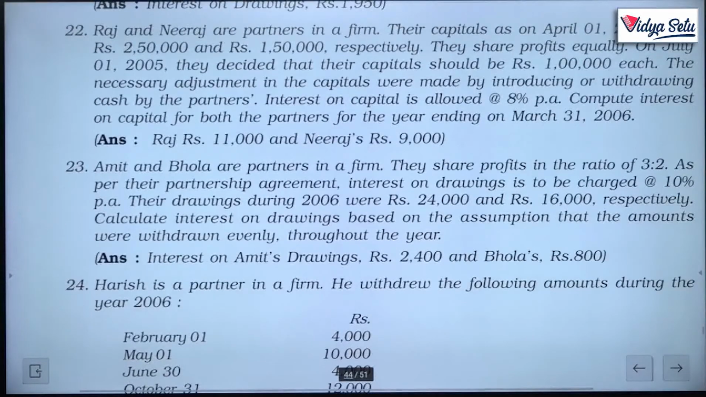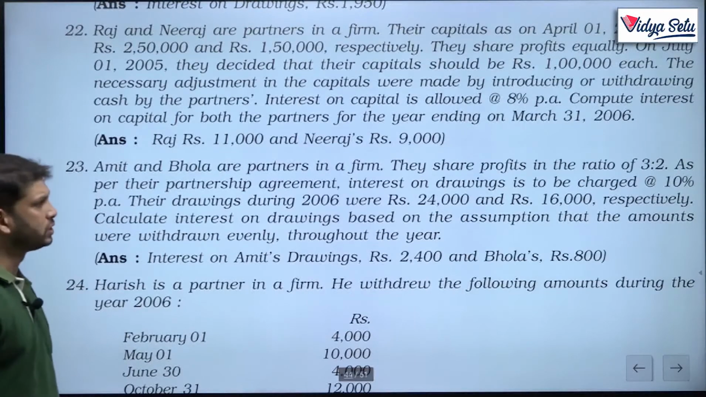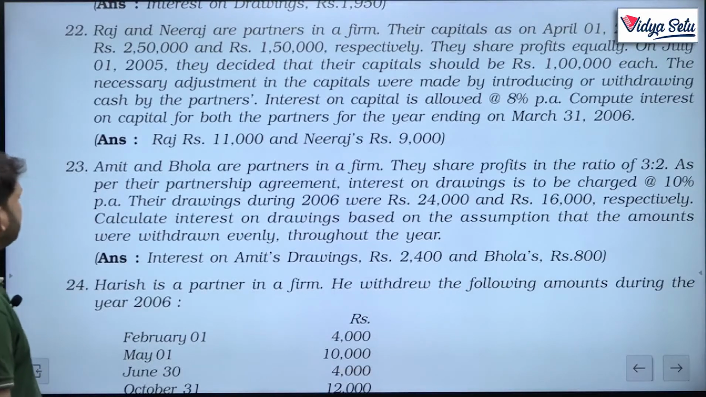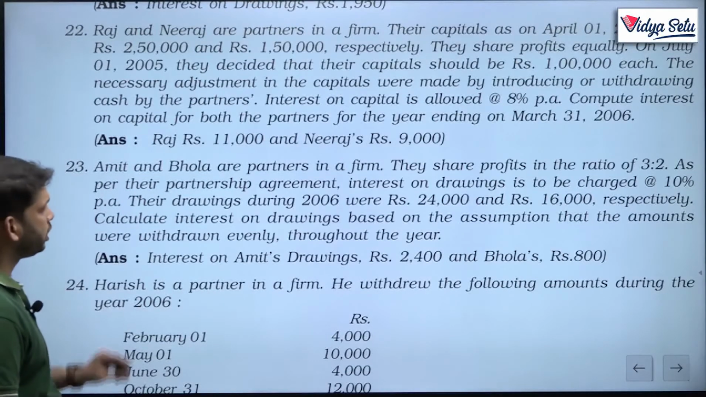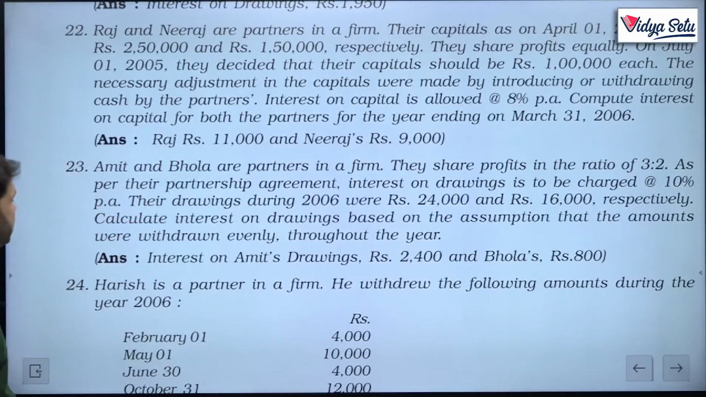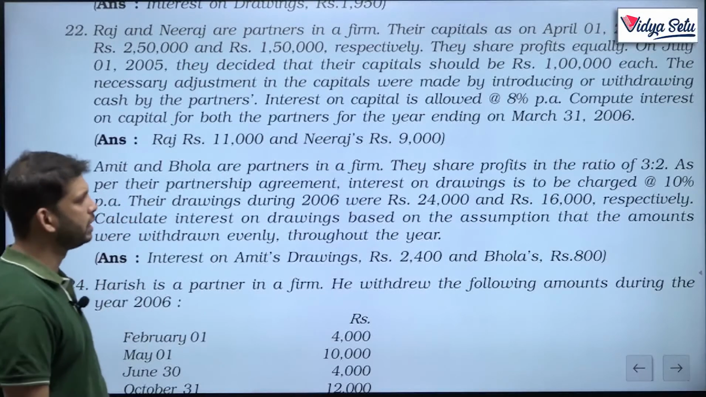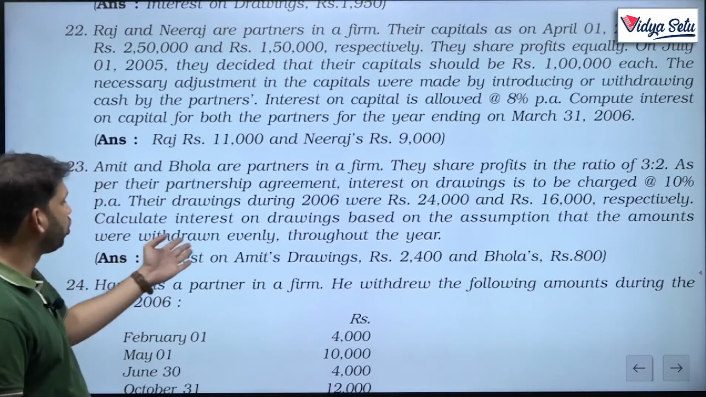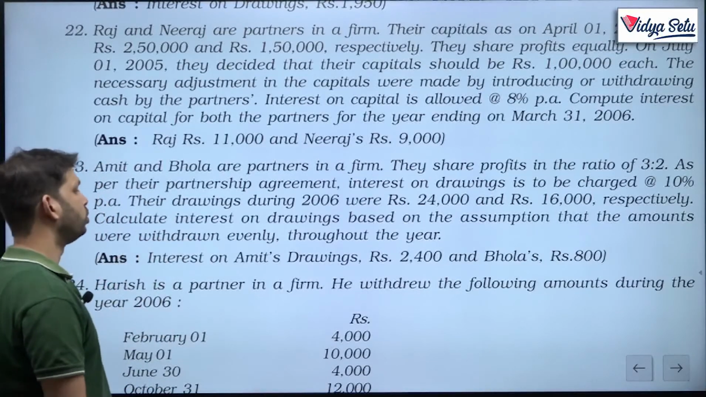Amit and Bhola are partners in a firm. They share profits in the ratio 3:2. As per their partnership agreement, interest on drawing is to be charged at 10% per annum. The drawings during the year 2006 were 24,000 and 16,000 respectively. Calculate interest on drawings based on the assumption that amounts were withdrawn evenly throughout the year.